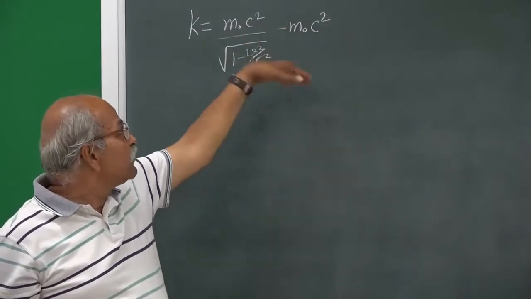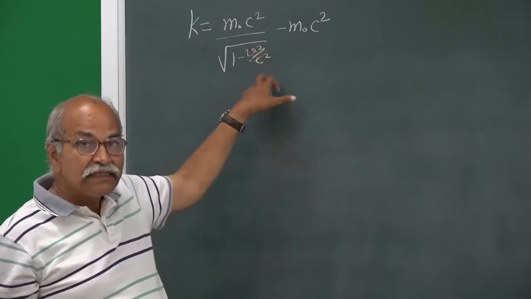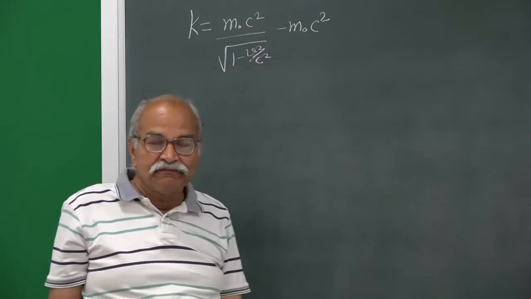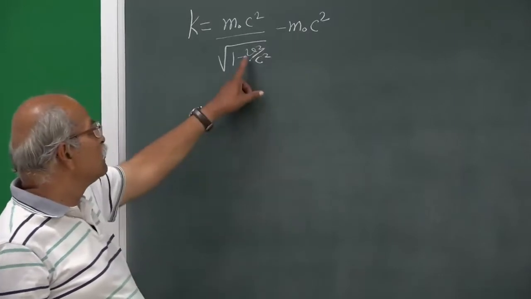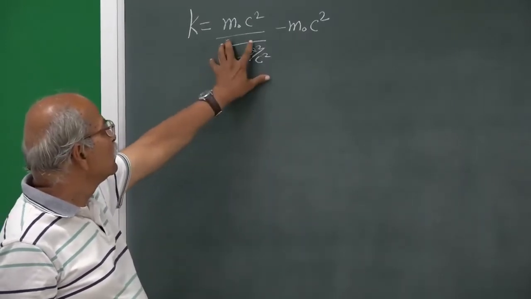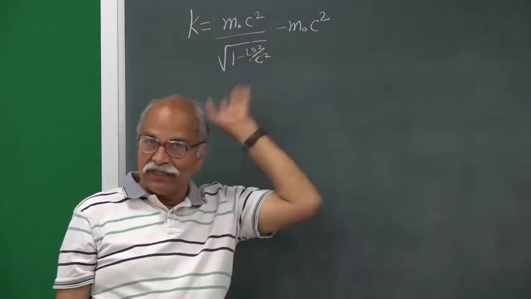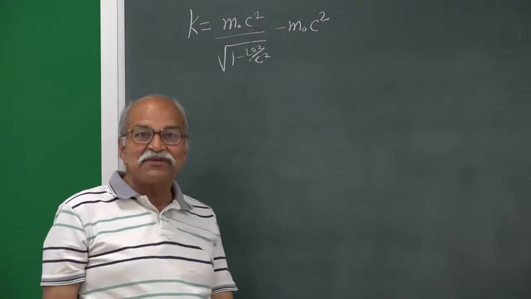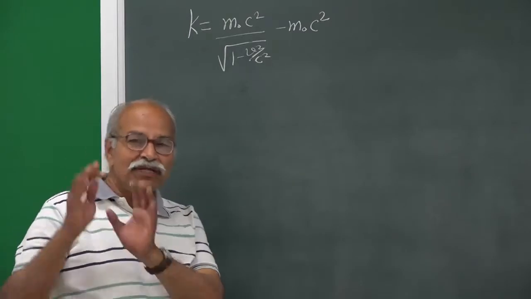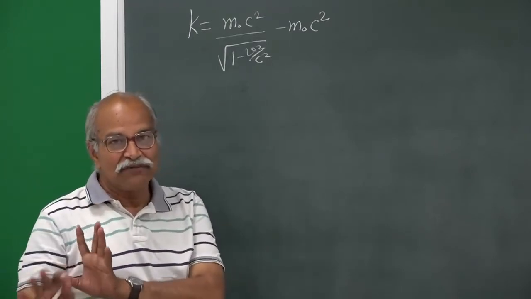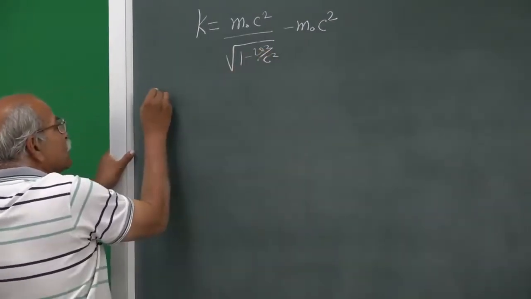Now, what happens if the speed of the particle is small as compared to c? If v is 0, the particle is not moving, kinetic energy should be 0. So, if you put v equal to 0, then this is 1 and m naught c square minus m naught c square is 0. So, at v equal to 0, this equation is fine. But for small velocities, non-zero speeds, I should get our familiar expression half m naught v square. So, let us see what happens if v is very small as compared to c.